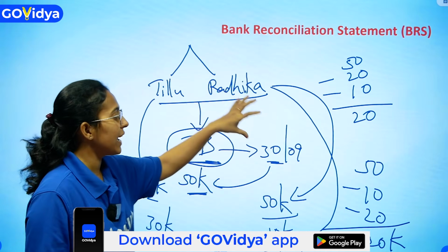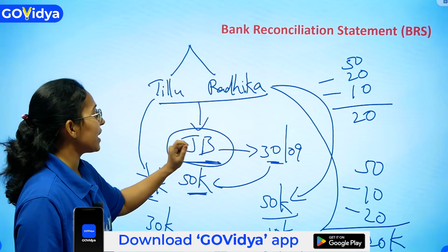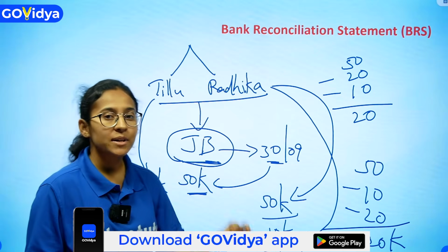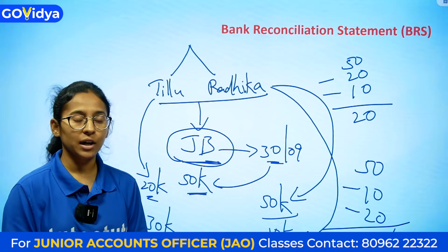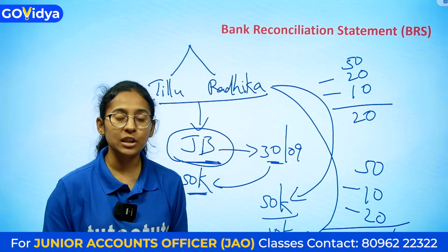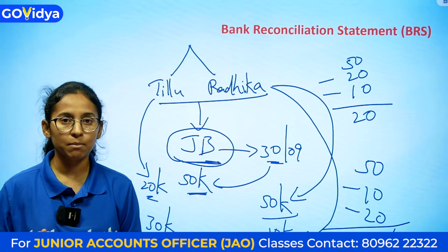So this is how they have arrived at the closing balance. Hope you understood this concept, right? Similar way for a business entity, for any business organization, the cash book, that is nothing but the ledger that we are maintaining, we are going to cross check with the bank statement, right?